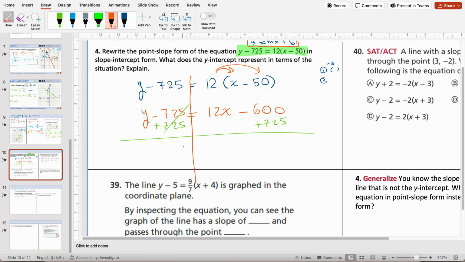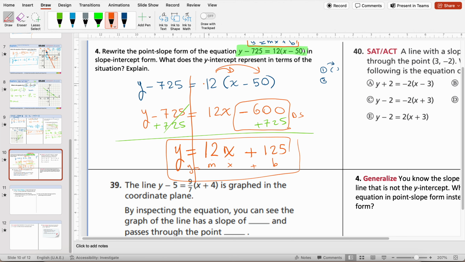What do I have left? Y equals only what? 12x, which looks like mx. And here, can I combine it to get b? Yes. Different signs, subtract. So if you subtract, you're gonna get 125 positive. So this is m, this is b, and this is x, this is y equals mx plus b. This is how it would look like.